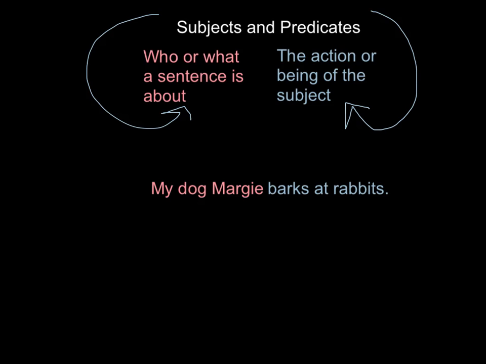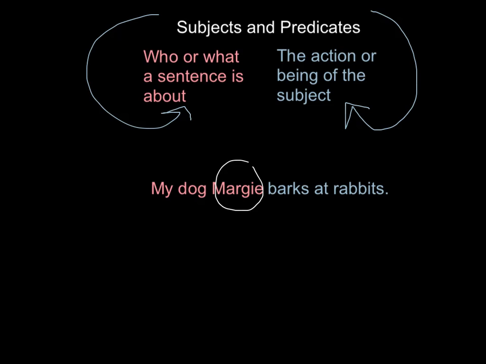Okay, let's look at this first sentence. My dog Margie barks at rabbits. You'll see I've color-coded it to help you understand. The complete subject of this sentence is my dog Margie. The complete predicate, the action or the being of the subject, is barks at rabbits. Now, you can also break down the complete subject and predicate into simple subjects and simple predicates. And in this case, we need to look at the one word of the subject that the sentence absolutely has to have, and that would be Margie.